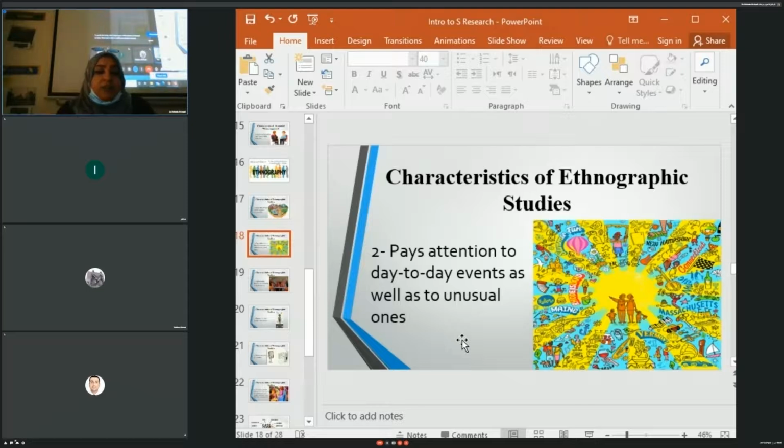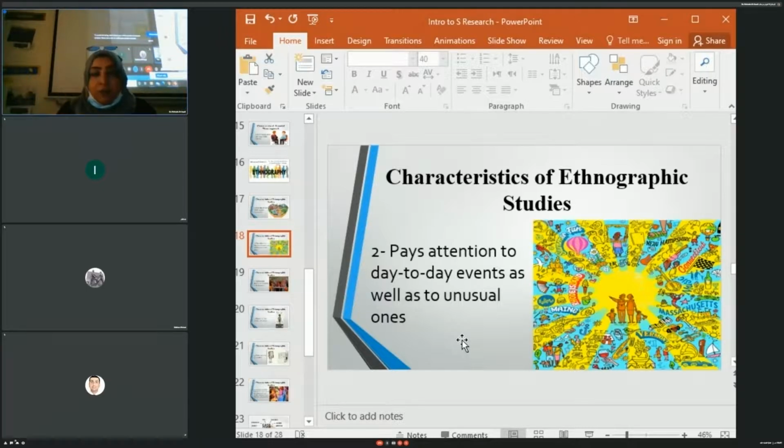So the characteristics of ethnographic studies: it pays attention to day-to-day events. When I went to Basra and lived there, it means that I was part of that community. It's preferable because I'm going to do research about language. So I need to see how they communicate in the marketplace.